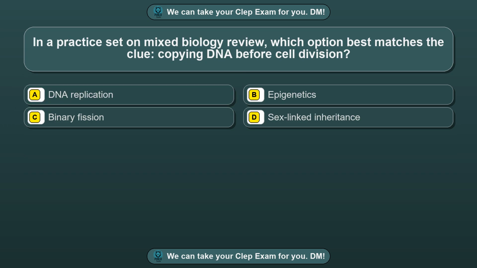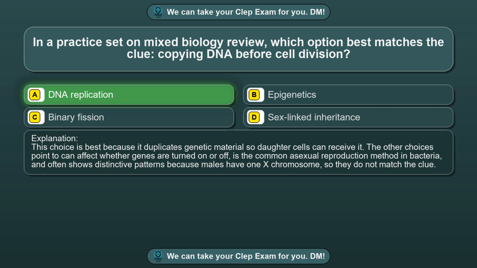Question 36. In a practice set on mixed biology review, which option best matches the clue copying DNA before cell division? Option A, DNA replication. Option B, epigenetics. Option C, binary fission. Option D, sex-linked inheritance. The correct answer is option A, DNA replication. This choice is best because it duplicates genetic material so daughter cells can receive it. The other choices point to can affect whether genes are turned on or off, is the common asexual reproduction method in bacteria, and often shows distinctive patterns because males have one X chromosome, so they do not match the clue.